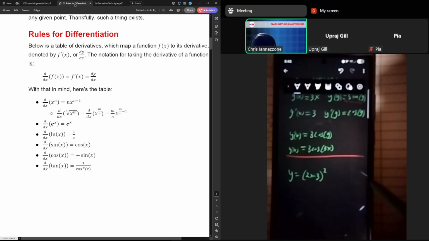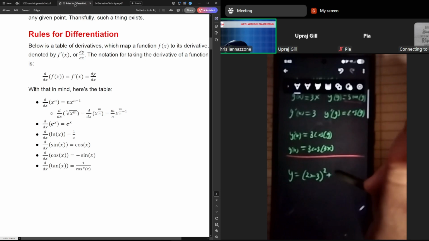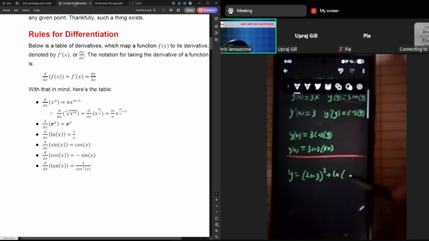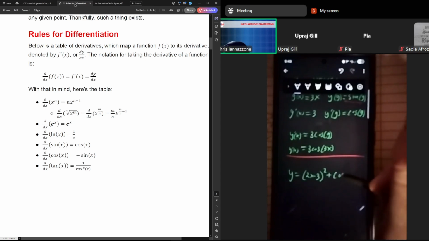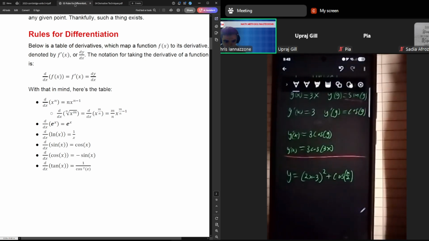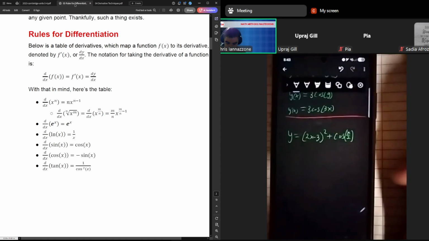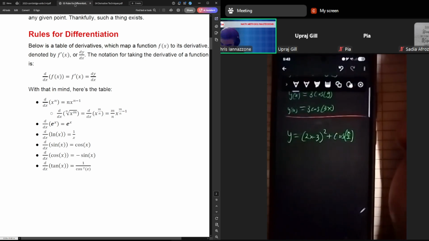I guess they're all kind of similar, huh? Plus natural log. No, I've already done a natural log. We'll do a cos. Here's a weird one. cos of x on 2. Okay. What are we doing with that?